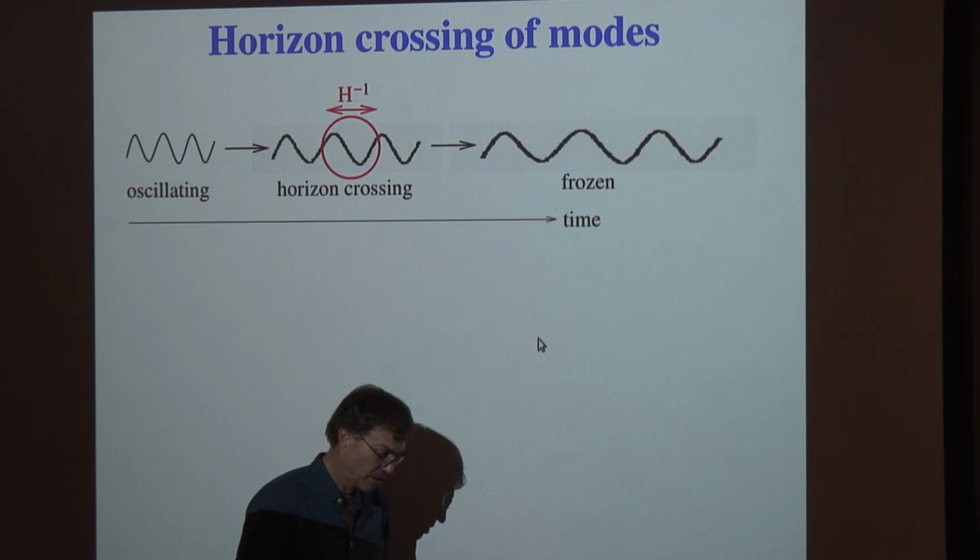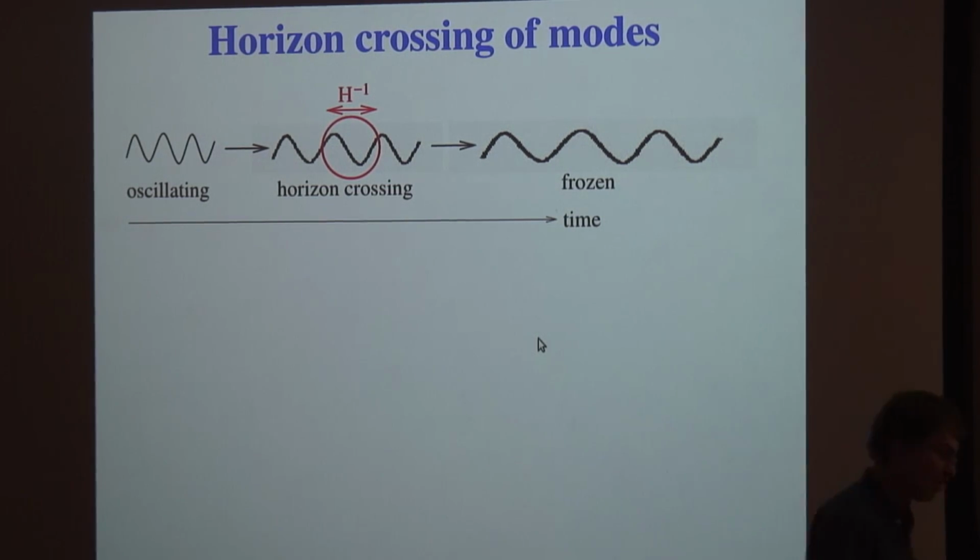And that's actually one of the things that is very useful for evolving these perturbations in time when you're doing cosmology: the fact that between horizon exit and crossing back into the horizon, those modes are frozen and basically not evolving.